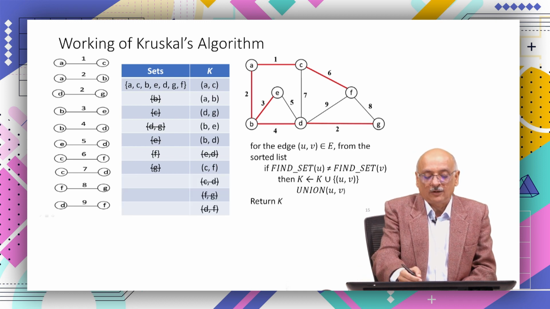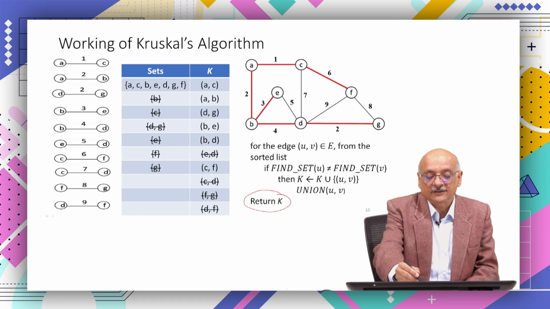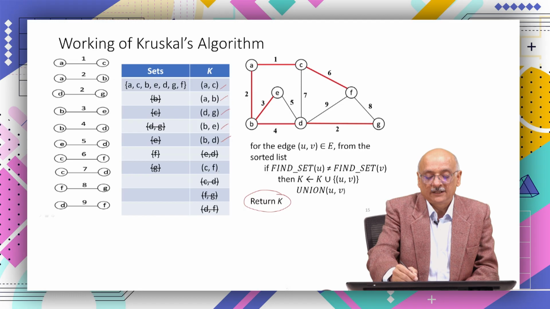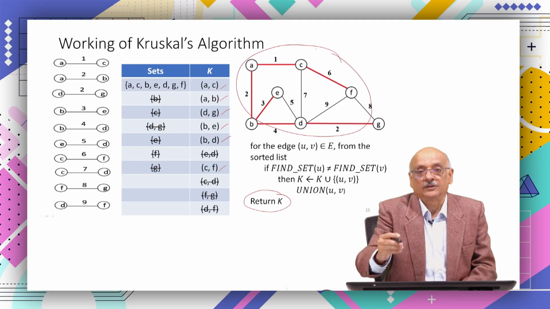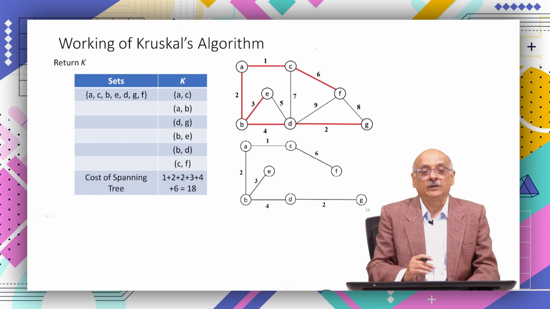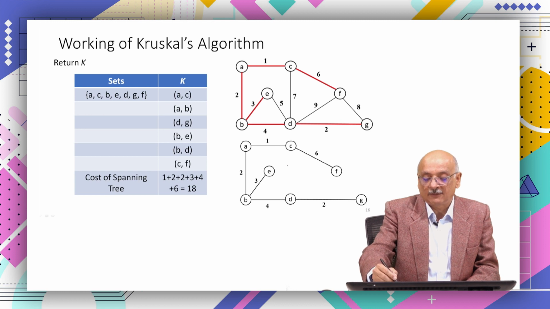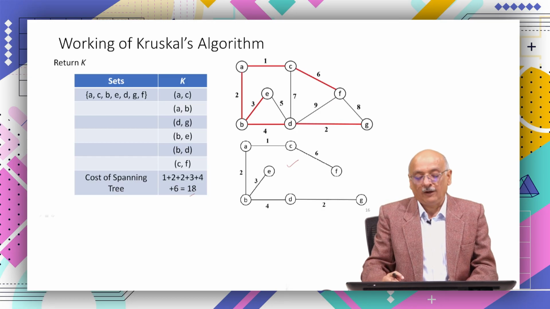So all these 3 can now simply be discarded, and we will simply return K. K consists of these edges only, which are shown in this particular situation. That is how this algorithm works, and it is going to give the overall minimum cost spanning tree. So this is our minimum cost spanning tree, and for its weight you can simply sum up all the edges. If you sum up all the edges, you will get a weight of 18.